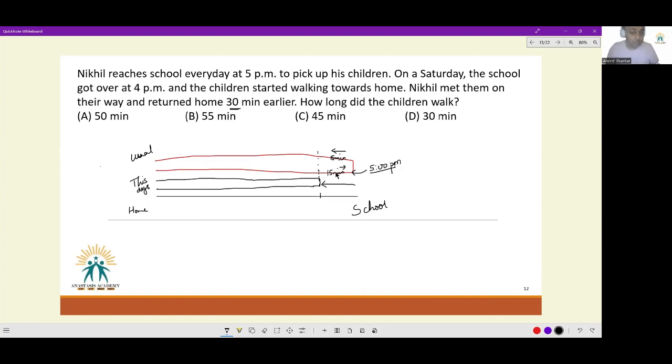If he saved 15 minutes while going towards the school, this particular day, he picked up the kids at 4:45 p.m. Nikhil picked up the kids at 4:45 p.m. Now look at the poor kids. The school got over at 4 p.m. and they're getting picked up at 4:45. So how long did the children walk? The children walked for a duration of 45 minutes in total. Again, this is one of the more common basic setups that are used in TST, and ideally everyone should be aware of it.